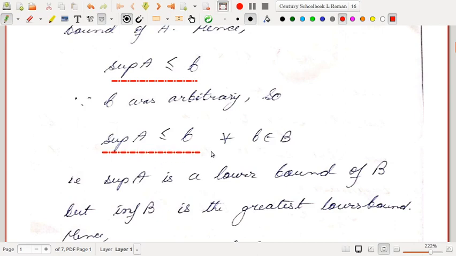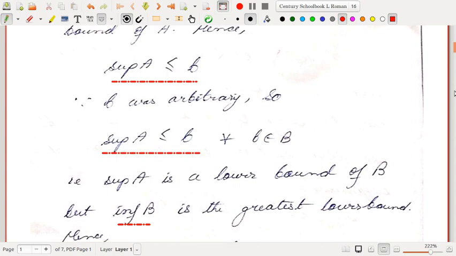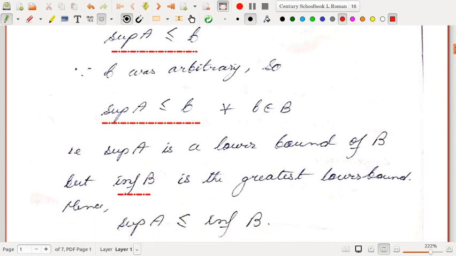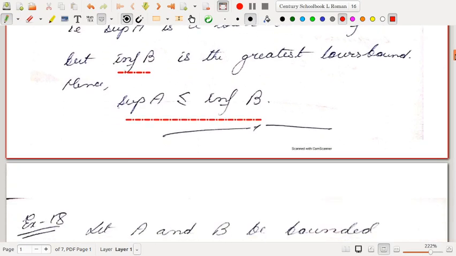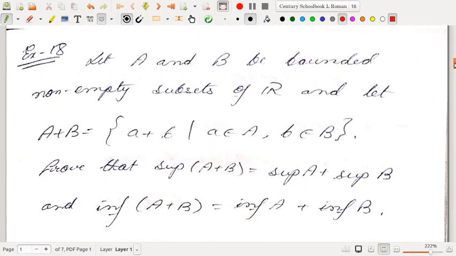So from this what we can see is that supremum A is a lower bound of the set B. But infimum of B is what? It is the greatest lower bound of B. Hence, what should be the relation? Supremum A is a lower bound and infimum B is the greatest lower bound. So the relation is supremum of A is less than or equal to infimum of B. And so that's what, that was quite simple.